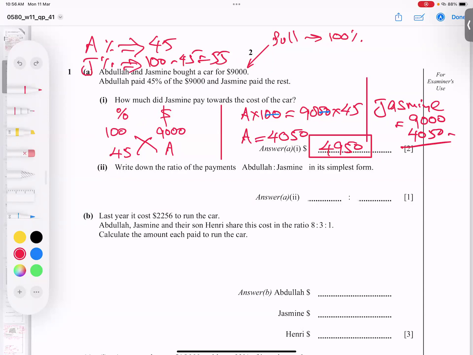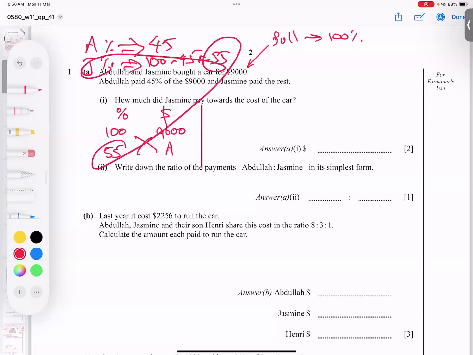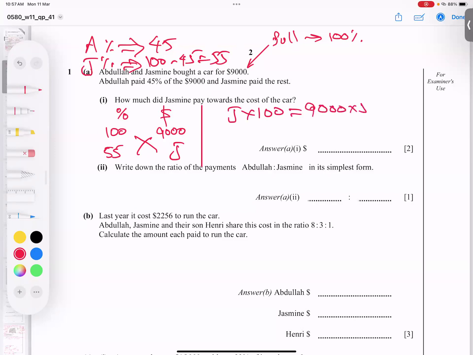Just for your knowledge and to save time, I'm doing the other way also. So this is one thing in your knowledge, and now I'm doing another way. I am writing here not 45 but 55, because it is Jasmine's percentage, and it will directly give the answer. And I'm writing not A but J for Jasmine. So J times 100 equals 9,000 times 55.